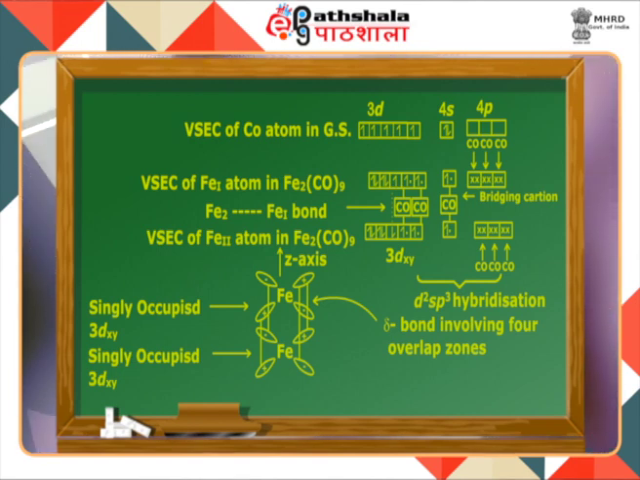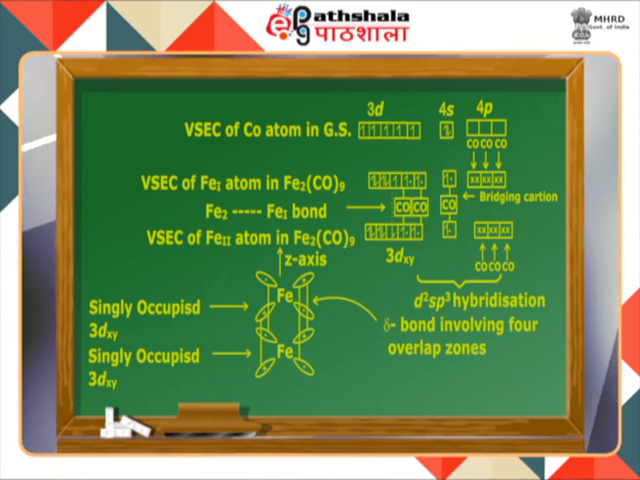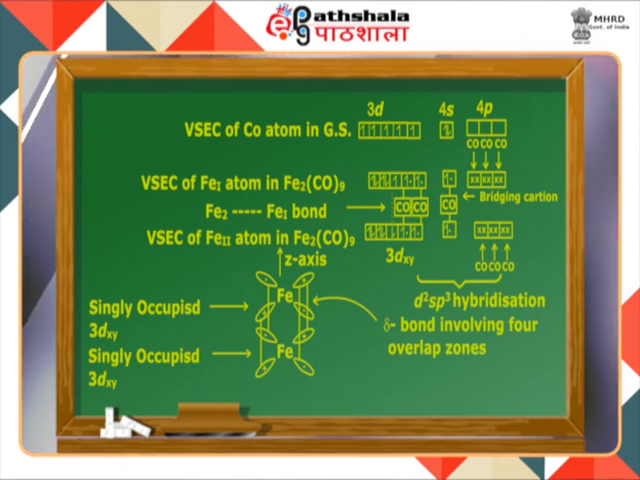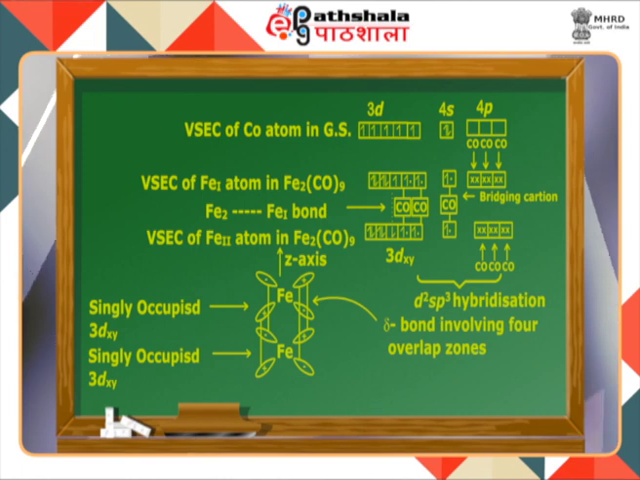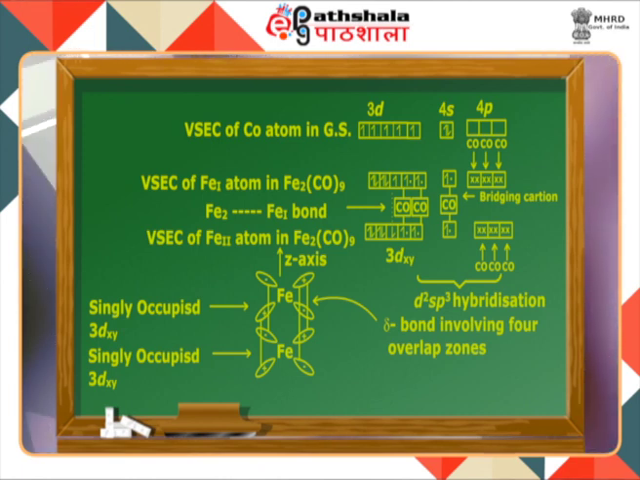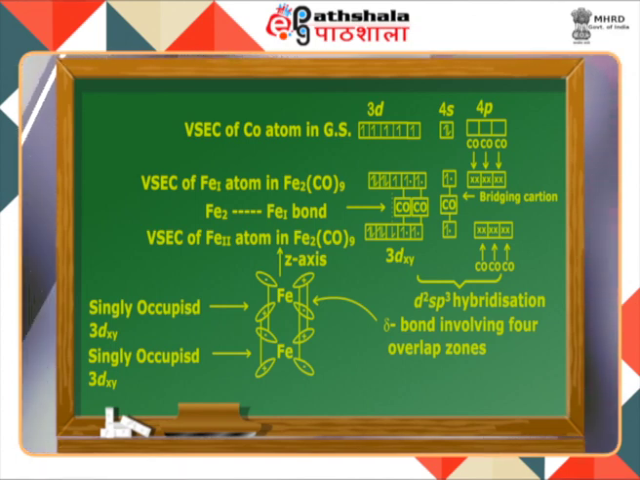Now, let us see the nature of bonding in the bridging M-CO-M linkage. The CO ligand has a tendency to bridge two metals. In most cases, the M-M bond is accompanied by CO bridging. The carbon atom of the bridging carbonyl group may be regarded as sp2 hybridized. It forms two sigma bonds with the two neighboring metal atoms.